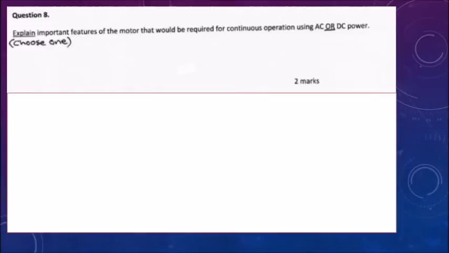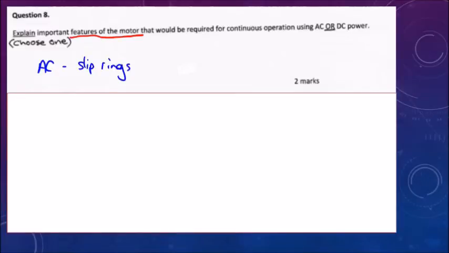Now, the important thing about this question is that it is asking you for features of the motor. So we're asking for things that are part of the motor, not to do with the power supply. They're going to depend on the power supply, but they've actually got to be part of the motor. So let's start off with AC. In order to use AC power, we would need slip rings.